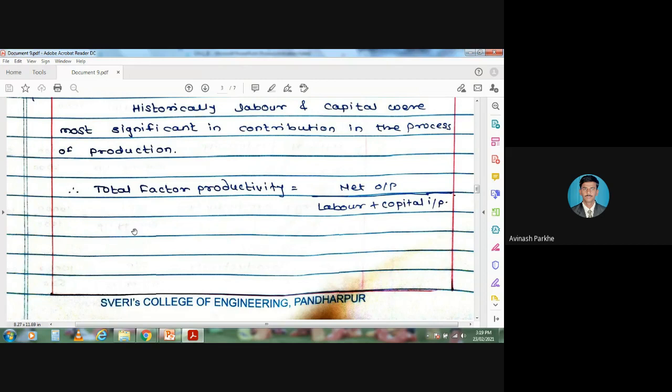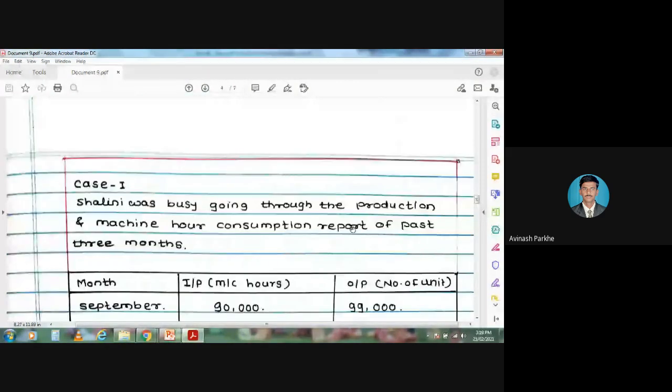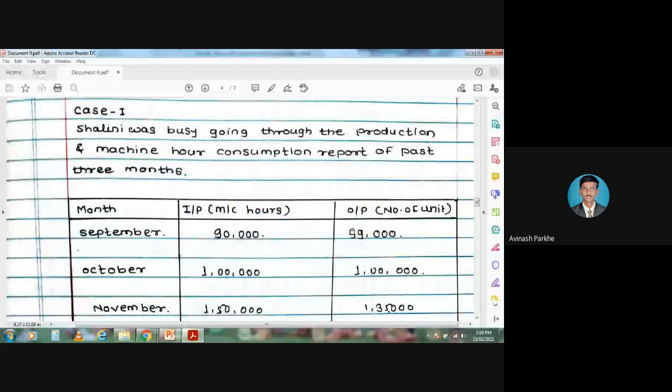Therefore please keep in mind, or you can note down this formula: total factor productivity is equal to net output upon labor plus capital input, and total productivity is equal to total output upon total input. This is the basic difference between the total productivity and total factor productivity, and based on this we have to solve the numericals. So this is case number 1. We will discuss the first numerical.